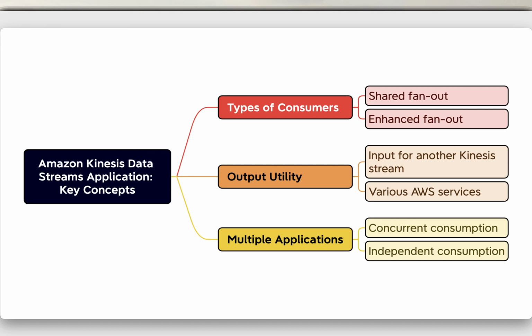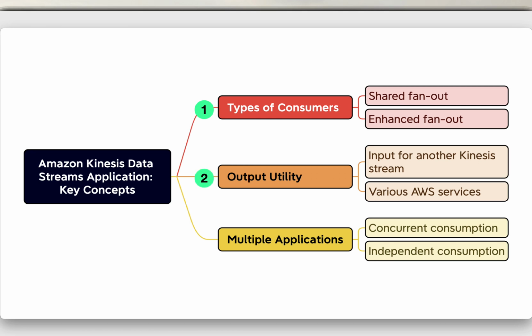Amazon Kinesis Data Streams Application. Key concepts. 1. Types of consumers. Kinesis Data Streams offers two types of consumers: shared fan-out and enhanced fan-out. Shared fan-out consumers share the throughput of each shard, while enhanced fan-out consumers have dedicated throughput per shard.